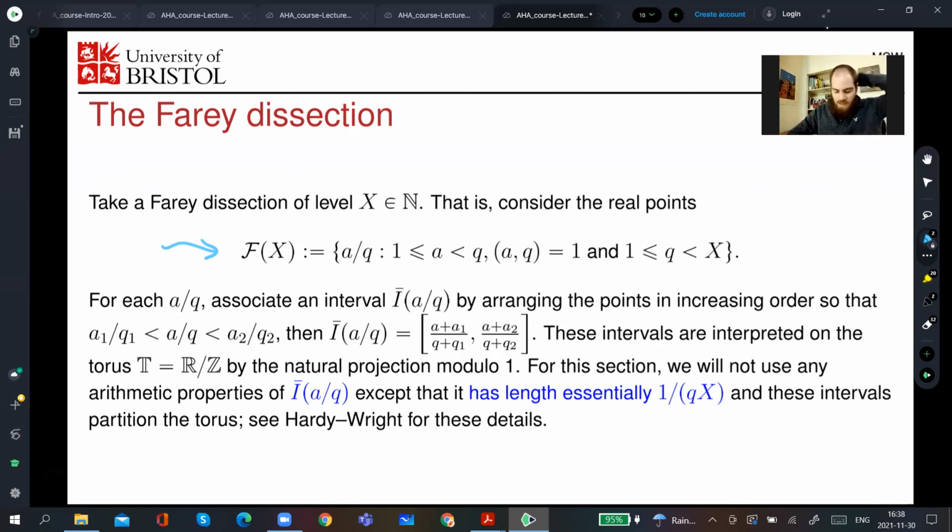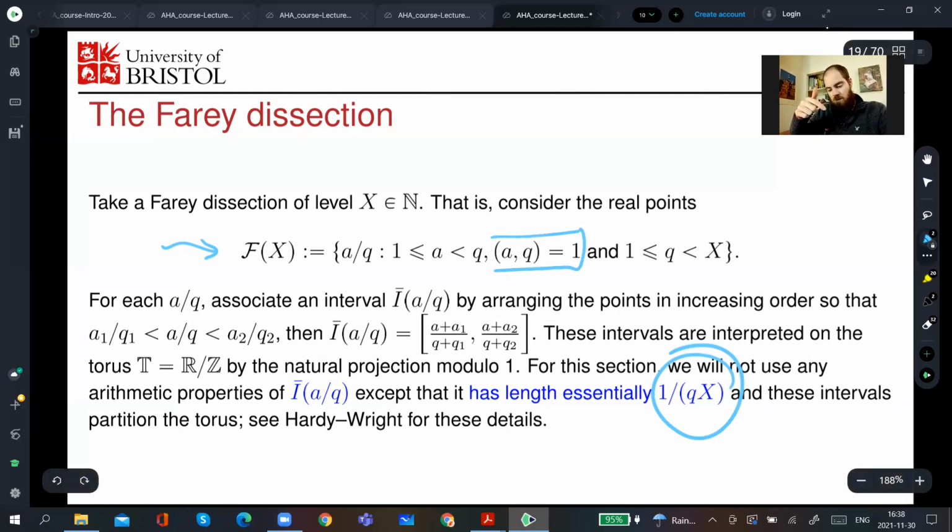You could do so in a way so that these intervals decompose the torus, they partition the torus so that they don't overlap, except at possible endpoints. And they all have length that depends on the modulus. So my level is X, and my modulus is Q for a fraction A over Q, which is reduced. That's what this co-prime condition means. Then the interval I of A over Q is length roughly 1 over QX. And I didn't prove this, but I referred to Hardy and Wright's text for these details.